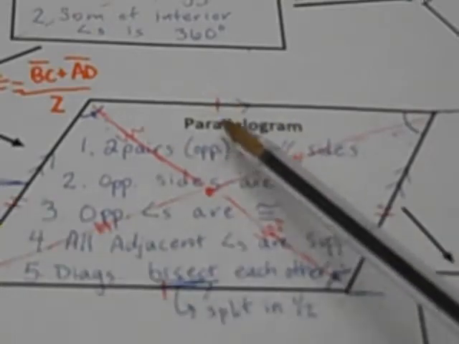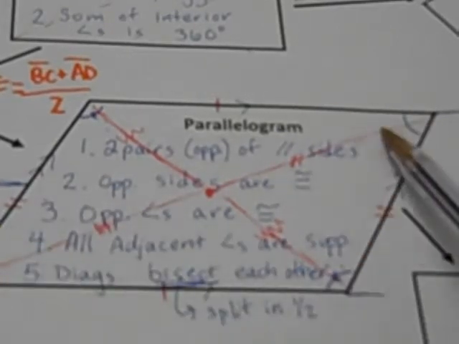Our next order was our parallelogram. Remember, our parallelogram has two pairs of opposite sides that are both parallel and congruent. The opposite angles of a parallelogram are congruent. And all adjacent angles, remember, are supplementary. This one is supplementary, this one's supplementary, this one's supplementary, this one's supplementary.